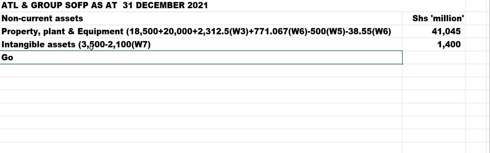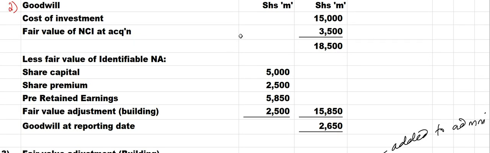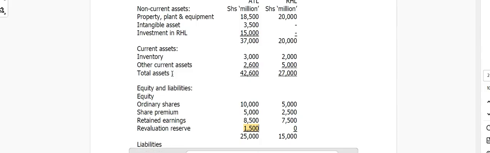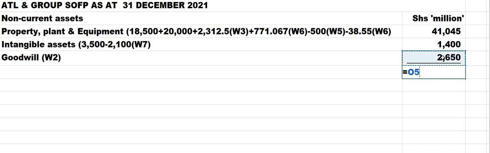Bring your goodwill. That's from working 2, I guess. Our goodwill is how much? Our goodwill is 265010. That's your goodwill. The investment in RHL, the 15 billions, that's the cost of investment. We eliminate that on consolidation. So this plus this plus this gives us a total non-current assets figure of that.